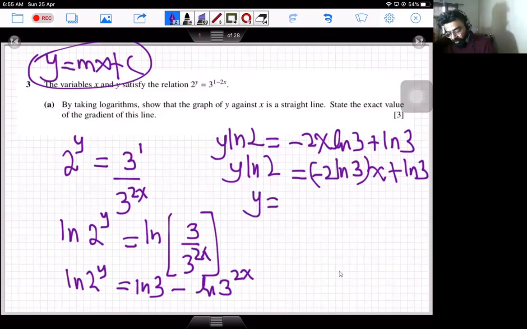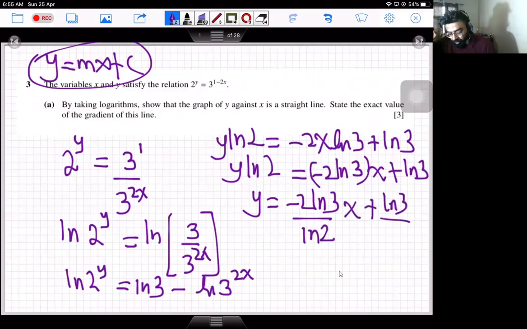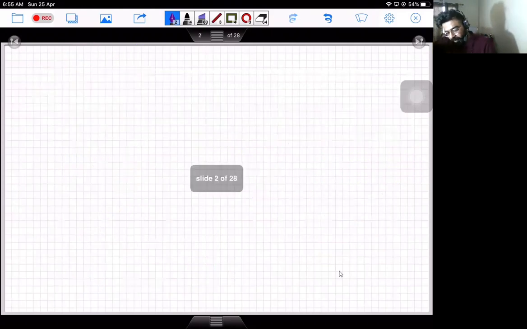So y equals minus 2 times ln3 divided by ln2, this whole thing multiplied by x, plus ln3 over ln2. So minus 2 times ln3 divided by ln2 is the exact value of the gradient of this line, and this is your final answer. You just mention that the gradient of this straight line is minus 2 times ln3 divided by ln2. All right, let's come on to part B.